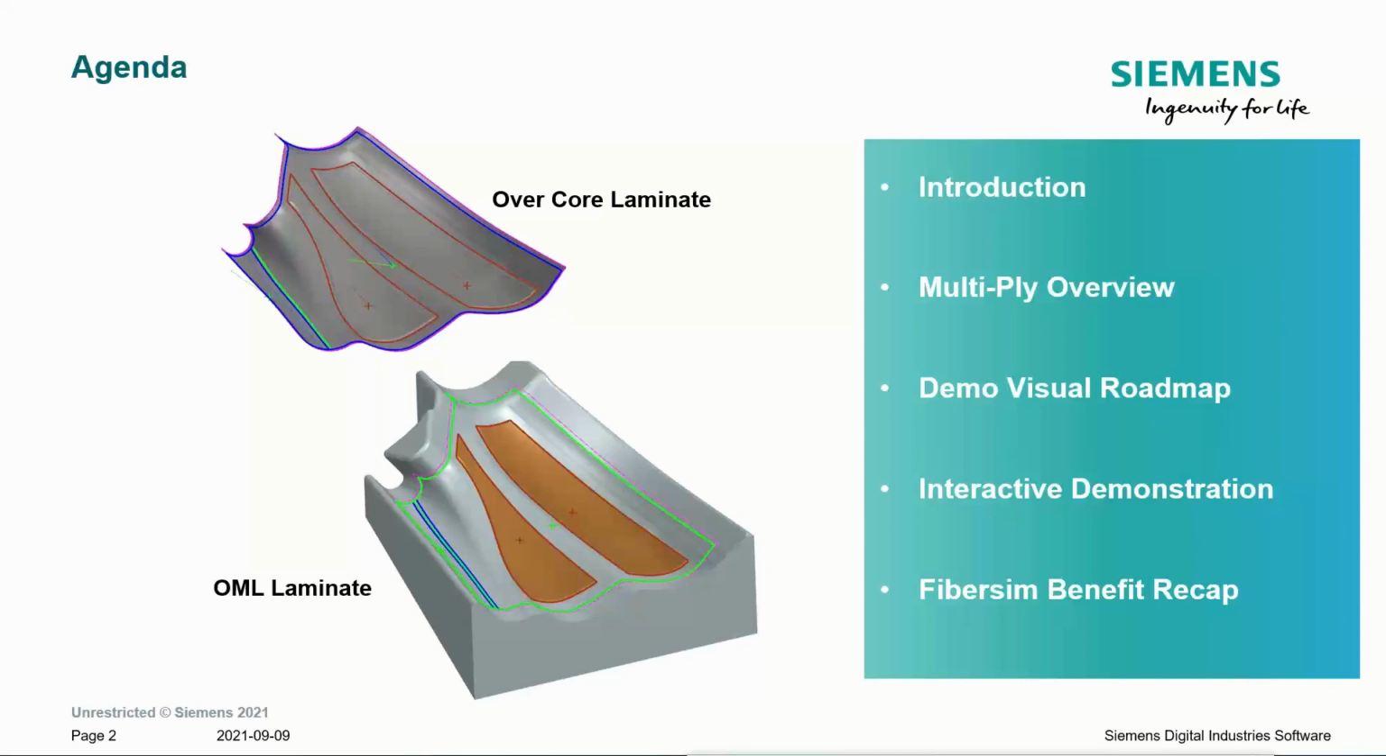Yes, I'd like to explain one thing. This part actually is a multi-laminate design. It has an OML laminate with some plies, film adhesive, and core. Then we used Fibersim to generate an overcore laminate, on top of which we've generated a new multi-ply design. However, we're not going to be covering that upper laminate today. I just want to explain that the part has two laminates and that Fibersim has a tool to generate overcore as well as IML surfaces.